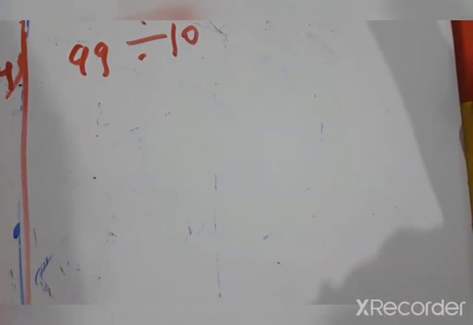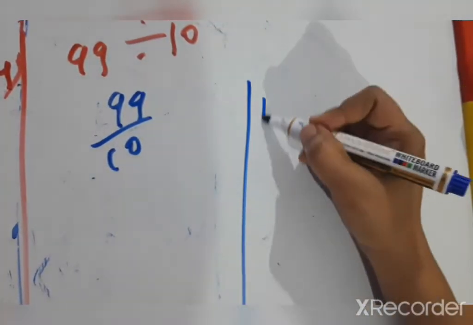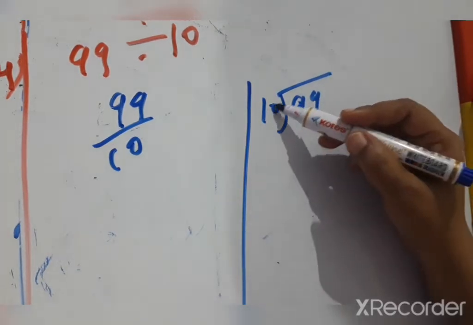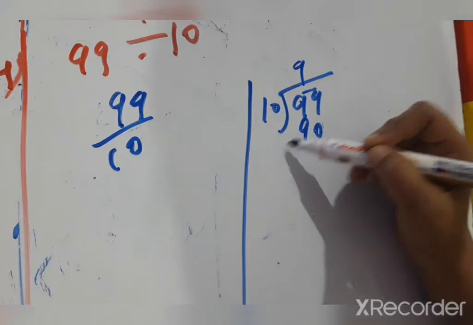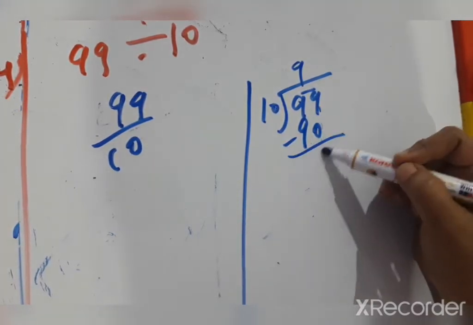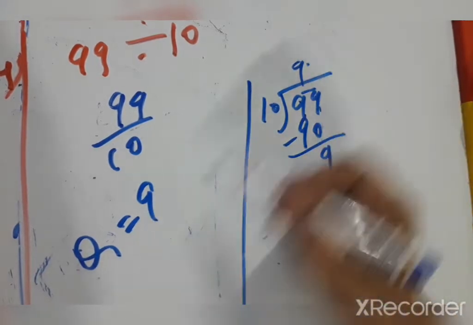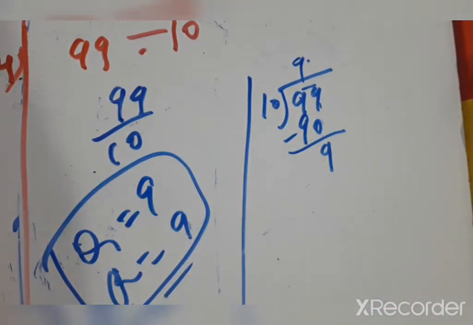Fourth question, 99 divided by 10. So 10 here, 99. We can't take just 9, because 9 is less than 10, so we have to consider 2 digits, that is 99. 10 nines are 90. After subtracting, 9 is the remainder. So the quotient is 9 and the remainder is 9. Both are 9.